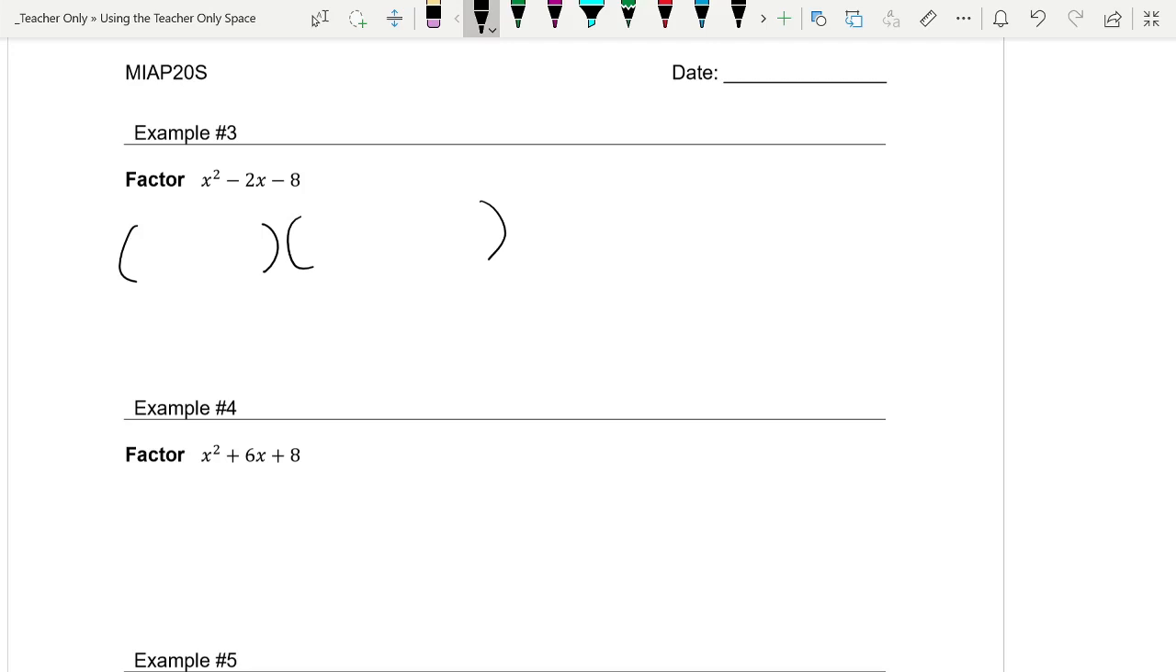All right, did you get, obviously, x and x? Two numbers that multiply to make a negative can only happen if one of them is a positive and one of them is a negative. And now I ask myself the question, what two numbers multiply to make -8, but would add to make -2? Which one's the positive? It has to be +2 and -4. Okay. Is this the same answer?